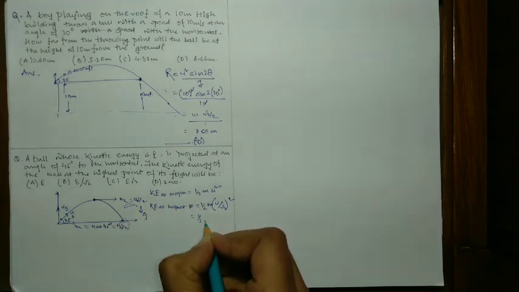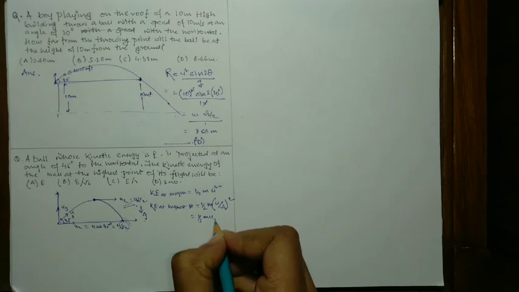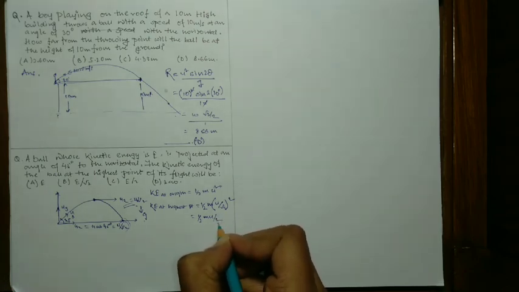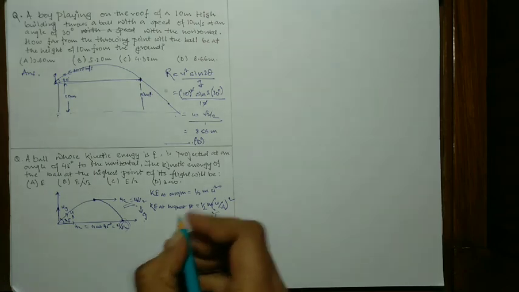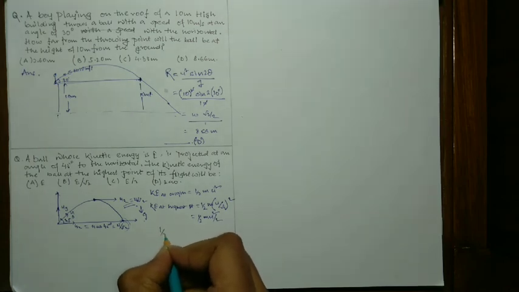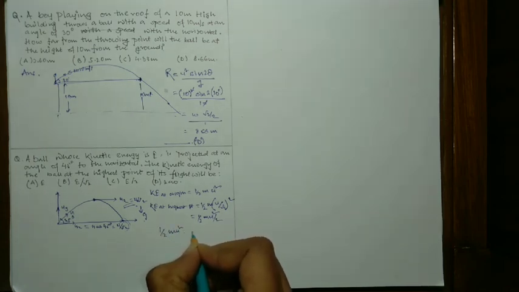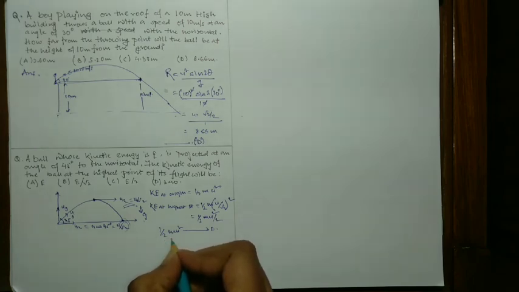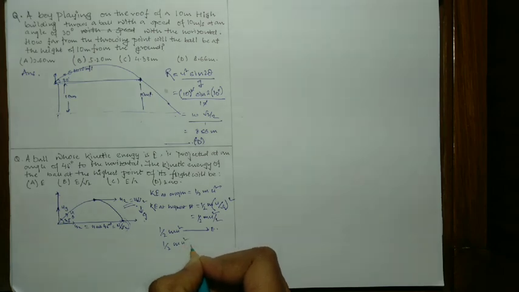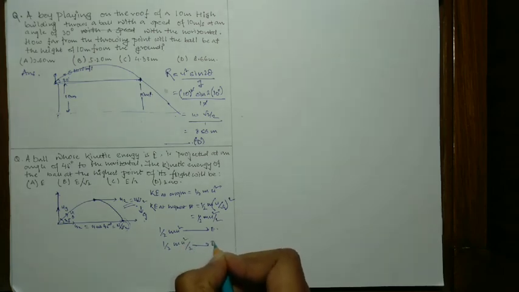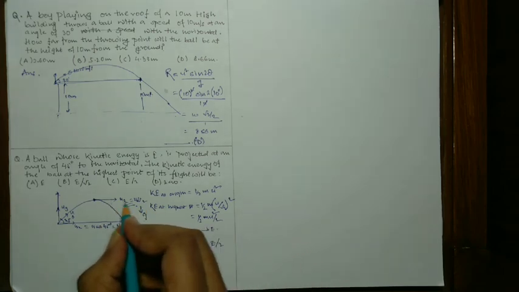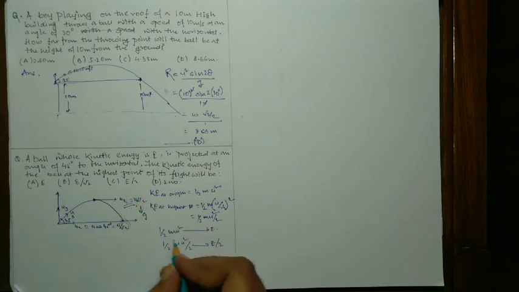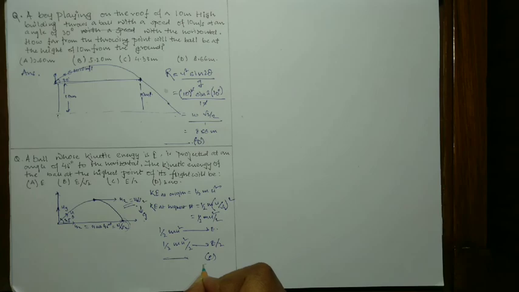So it's half of m u square by 2, like this. Now half of m u square is E, which we know. So half of m u square by 2 will be E by 2. From here we can clearly see that option C is correct. Thank you.